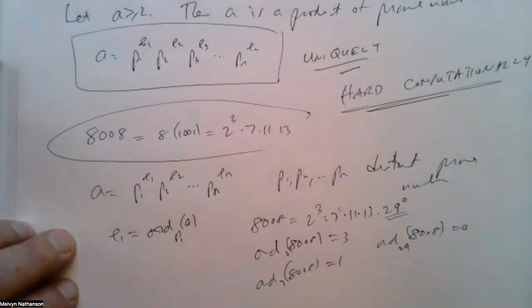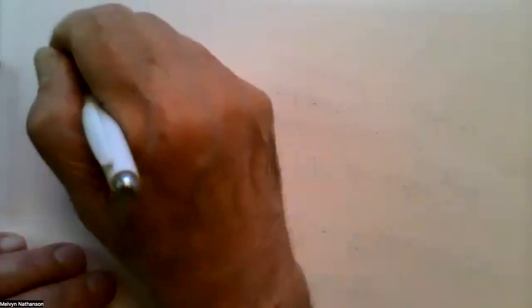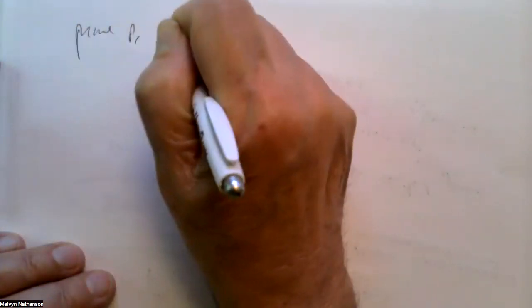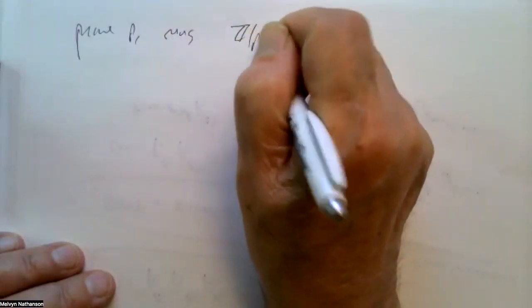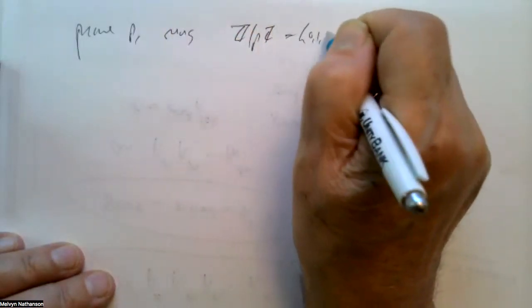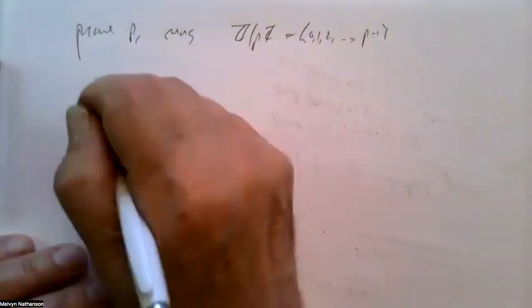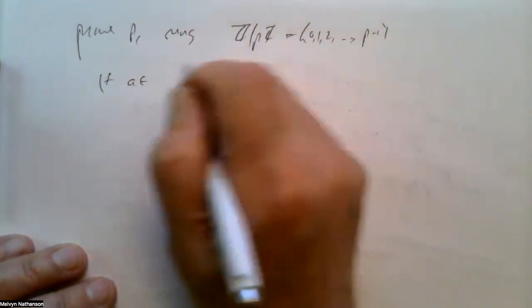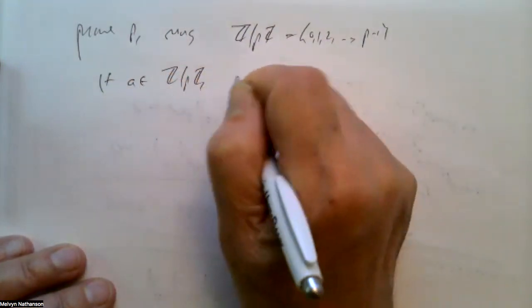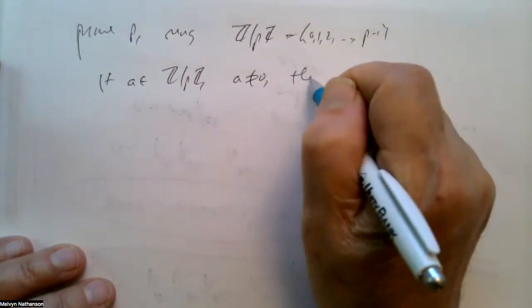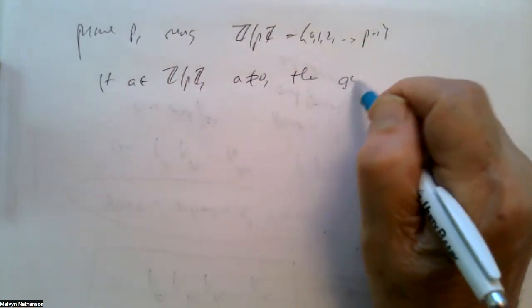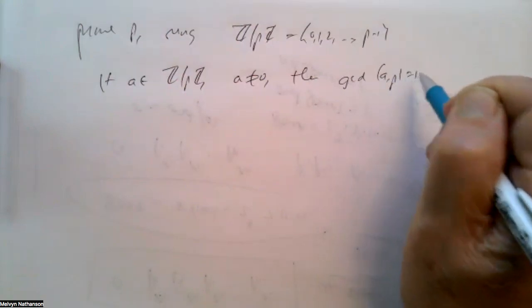I'm going to prove the fundamental theorem of arithmetic in a moment, but I just wanted to add one more point about units in Z mod P. Suppose we have a prime P and the ring Z mod PZ, which is 0, 1, 2, up to P minus 1. Then if A is an element of this ring and not 0, then the GCD of A and P is 1.